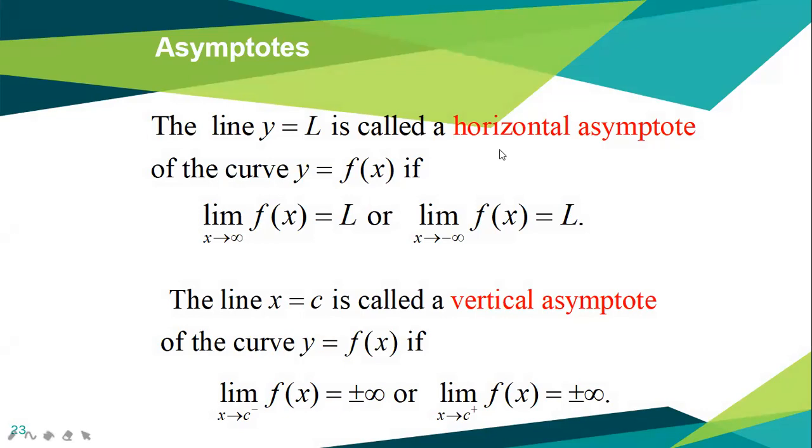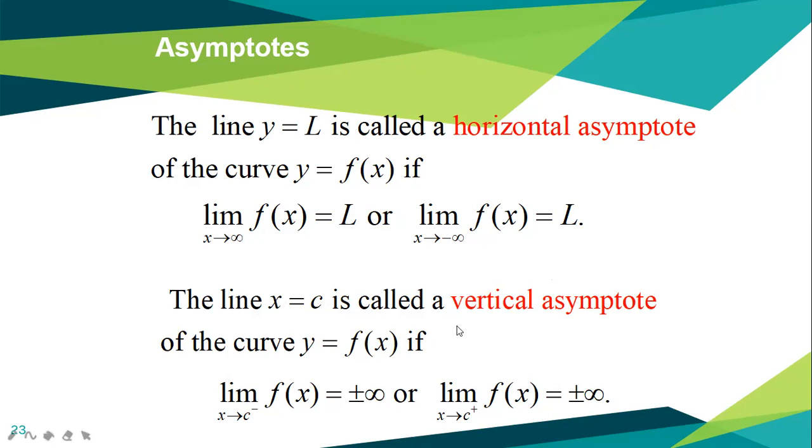So, let us first discuss the horizontal and vertical asymptote. The line y is equal to L is called a horizontal asymptote of the curve y is equal to f of x if the limit of f of x as x approaches positive infinity is equal to L, or the limit of f of x as x approaches negative infinity is equal to L.